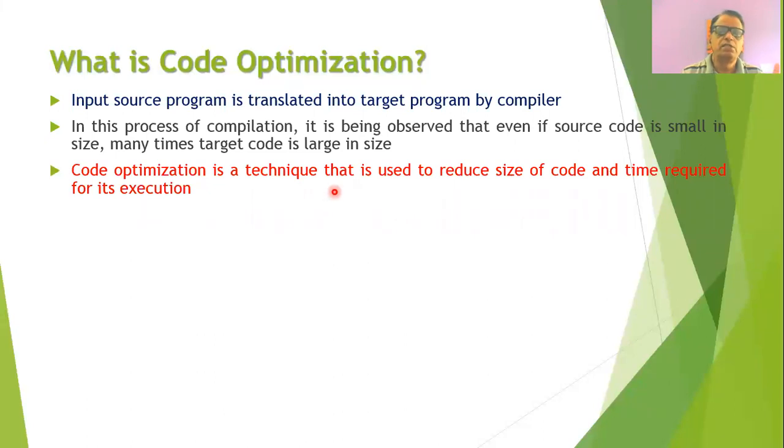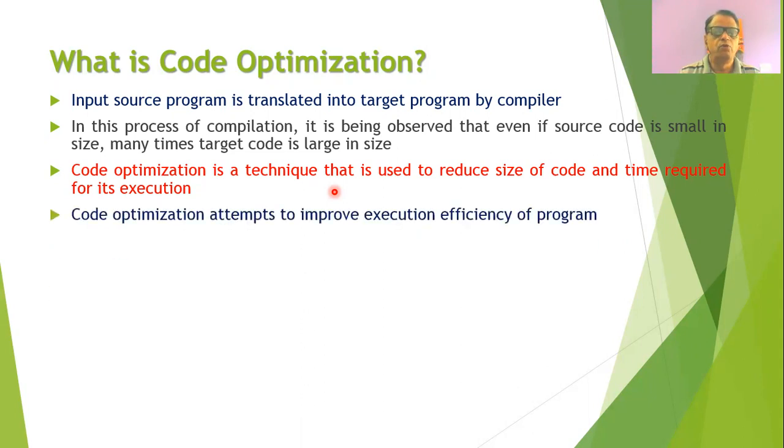Code optimization is a technique used to reduce the size of the code, and also to reduce the time required for its execution. That is, we should always attempt to reduce the size of the code, because if the size of the code is reduced, then less memory will be required to store the code, and it will also reduce the time the computer takes to execute the code. So code optimization is always an attempt to improve the execution efficiency of the program.